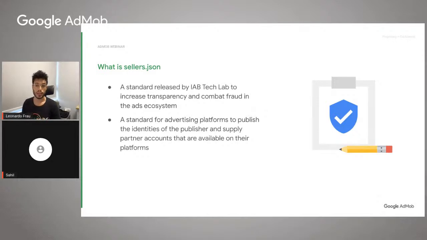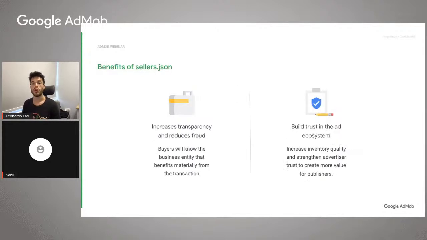Seller.json is a standard released by IAB Tech Lab to increase transparency and combat fraud in the ads ecosystem. It is also a standard for advertising platforms to publish the identities of publishers and supply partner accounts that are available on their platforms. So, which are the benefits of seller.json?